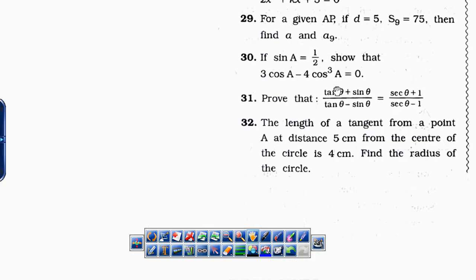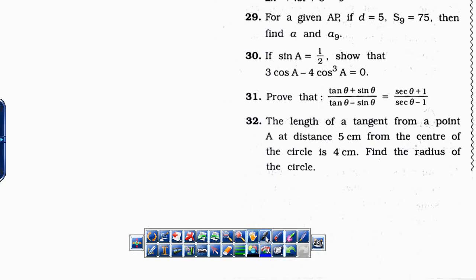Sum number 29. For a given AP, D is 5, S9 is 75, then find A and A9. D is 5, S9 is 75, A9.